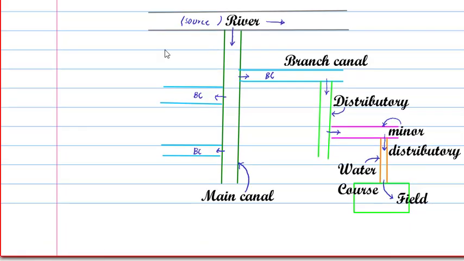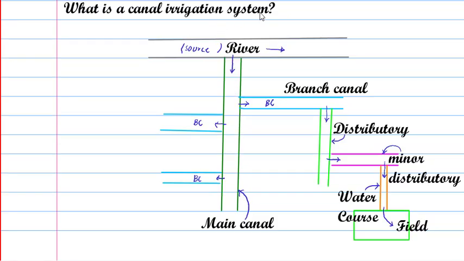So on what basis is the distribution system divided? The irrigation system is divided into three main parts: primary distribution system, secondary distribution system, and tertiary distribution system. All these components are divided into three main categories. So what are these three main parts? Let's check it out here. What is the first one? First one is primary distribution system.